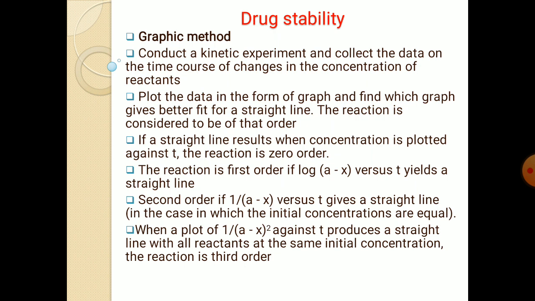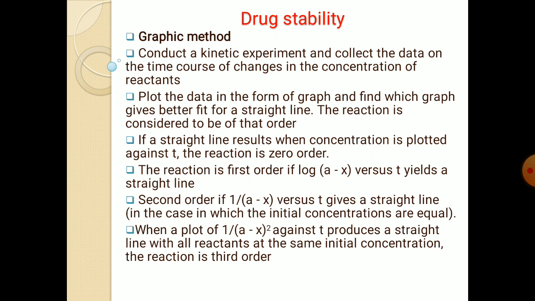If a straight line results when the concentration is plotted against time, if you plot the graph between concentration and time and you are getting a perfect straight line, the reaction is zero order. If you plot the graph between log concentration and time and you are getting a straight line, the reaction is first order. If you plot the graph of 1 upon a minus x versus time, the reciprocal of concentration versus time, that gives the second order reaction.